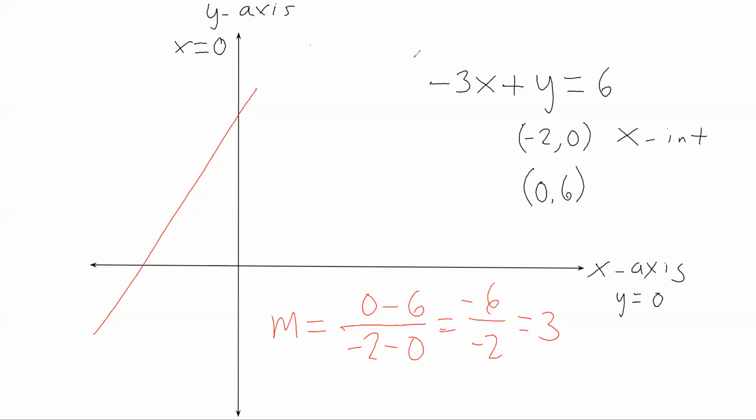So if we were to start back here at the point negative 2, 0 on the x-axis, and go 1 unit to the right, which would take us to negative 1, we would have to go up 3 units, which would take us to negative 1, 3. And if we were to go another unit to the right, then we're looking at negative 1 plus 1 or 0, and we would go up another 3 units. 3 plus 3 would be 6, and sure enough, we get the y-intercept in that case, 0, 6.